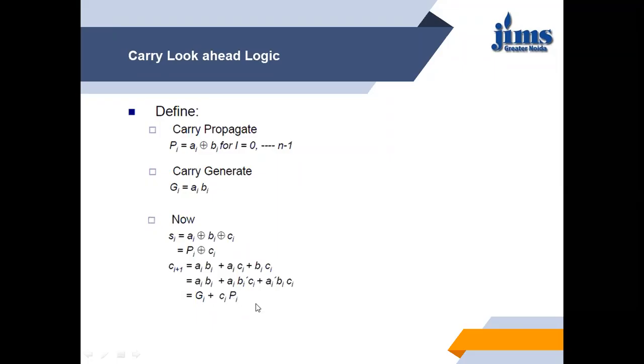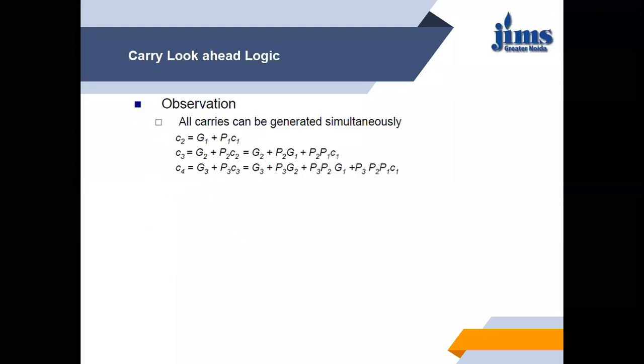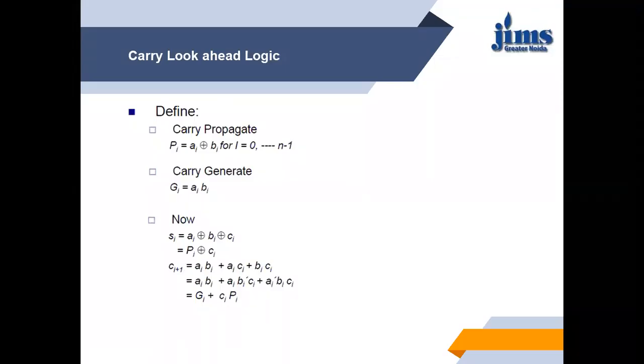So we put these values with the n number of full adders. We have A0, full adder 0, full adder 1, full adder 2, full adder 3. So the observation is that all carries should be generated simultaneously if we put the values 0, 1, 2, 3 here, because the problem is with the carry, because carry is taking 3 gate delay.